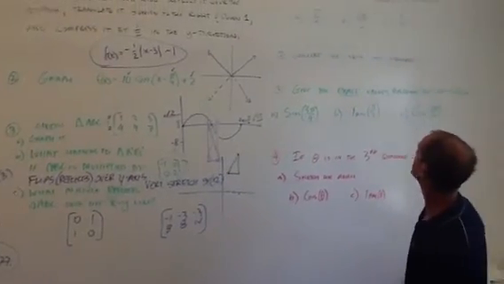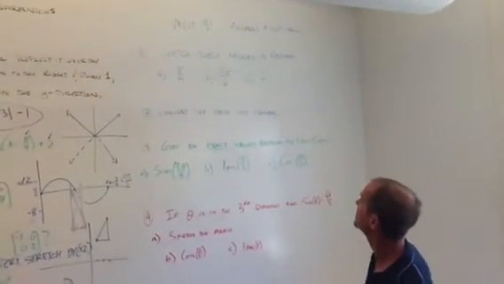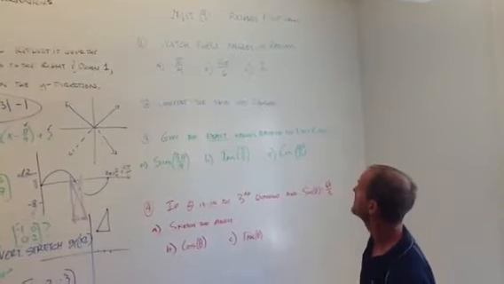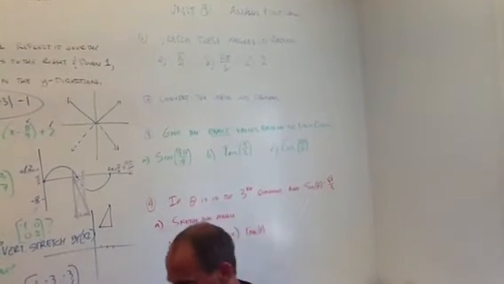Okay, on to the last thing, final unit on the unit circle and angles. Sketch these angles in radians, okay?